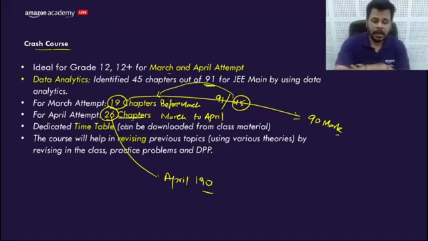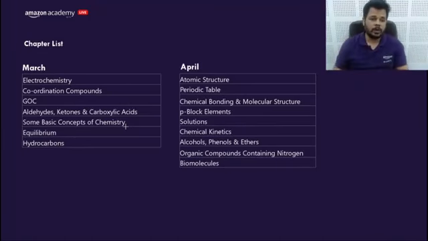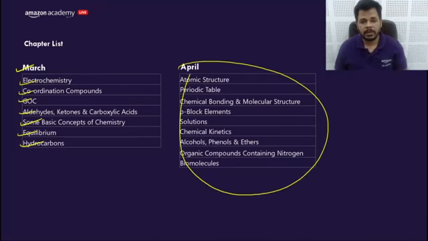This is our research which we conducted on about 62 JMains previous papers. So we are going to study in March electrochemistry, coordination, GOC, aldehyde, ketone, carboxylic acid, some basic concepts of chemistry, equilibrium and hydrocarbon. All the remaining chapters will be taught between March to April.